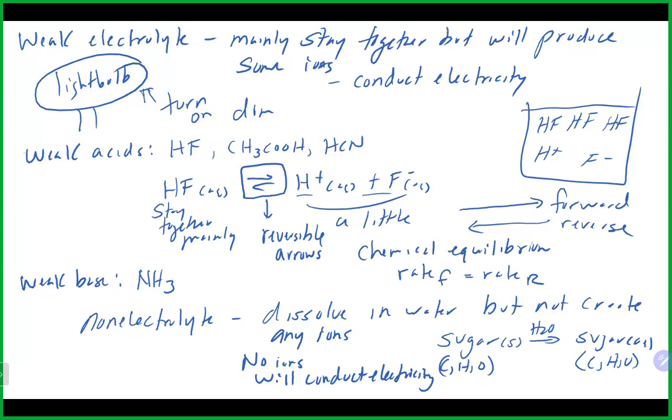So how do you know it's a non-electrolyte if you're looking at an equation? Well, you got the same thing on the left-hand side and the right-hand side, and there's no ions. So that is how you know it's a non-electrolyte. Any question on those three there?